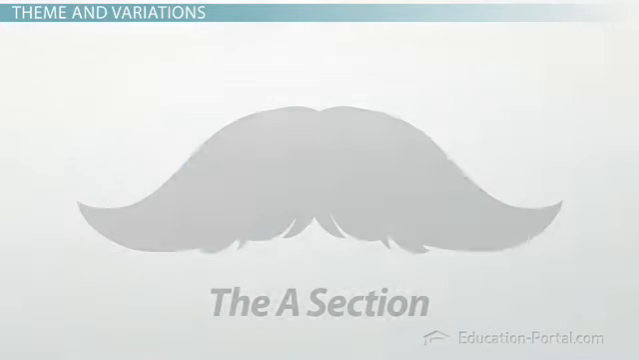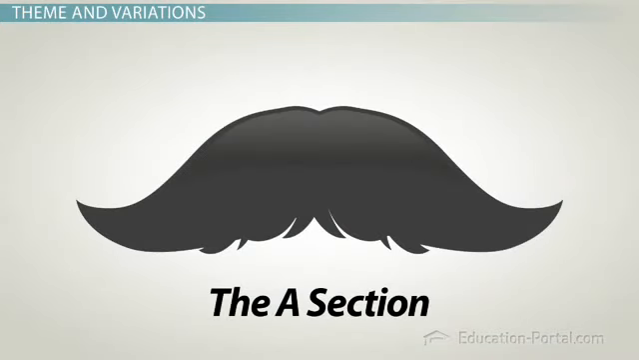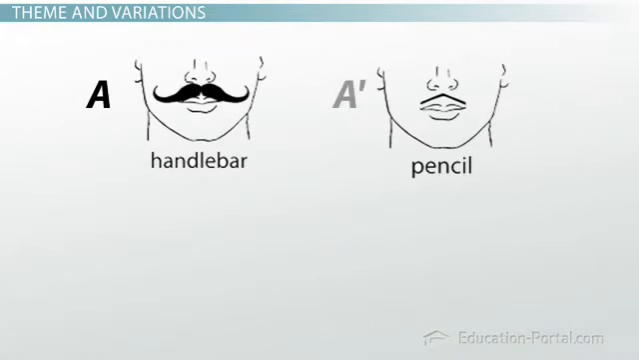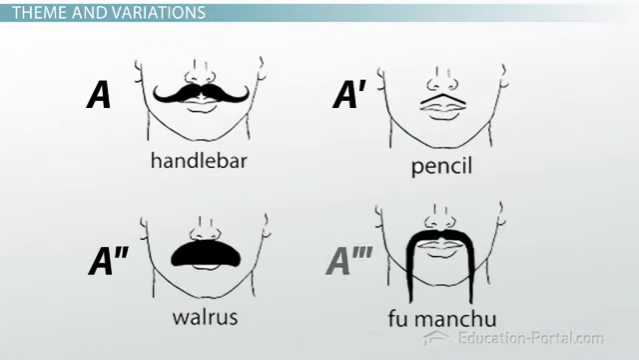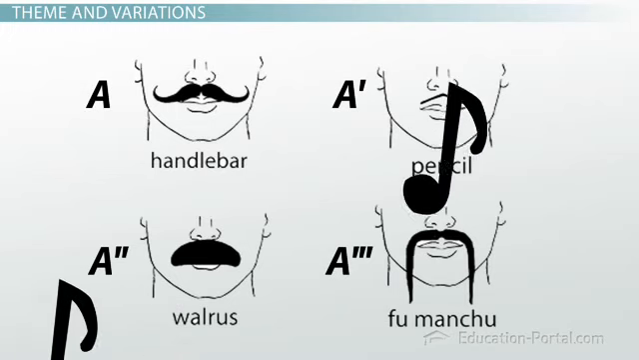Say, for example, our theme is a mustache. We can then explore a number of variations like the handlebar, the pencil, the walrus, or even the Fu Manchu. In each case, we still have a mustache, but the length, width, or shape of the hair is changed or varied. Variations in a musical context are similar.